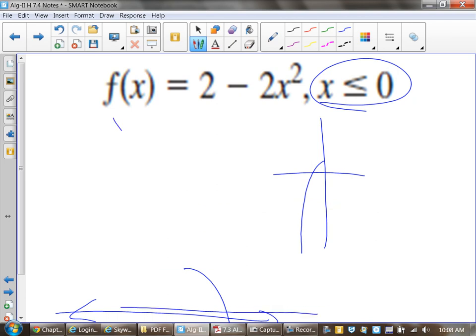So we're able to say that x will equal 2 minus 2y squared, and flip-flop everything around. Easy thing to do right off the bat: 2y squared is negative, so I can say just 2 minus x, divide it by 2, and take the square root. Is that okay?